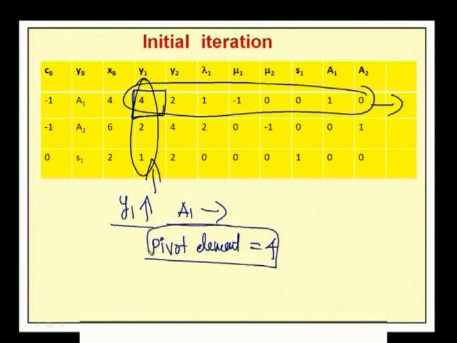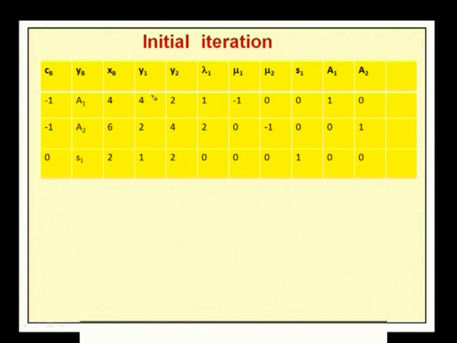Now, in order to improve the solution to the given linear programming problem, the next step is to convert the pivot element to 1. For this table, this 4 is our pivot element. In order to improve this basic feasible solution to an optimal solution, we have to convert this 4 into 1 and the remaining elements in that column to 0. Therefore, we have to convert this 2 to 0 and this 1 to 0.